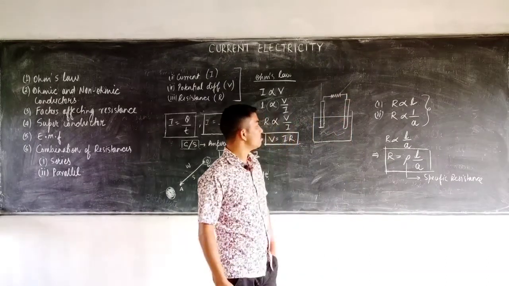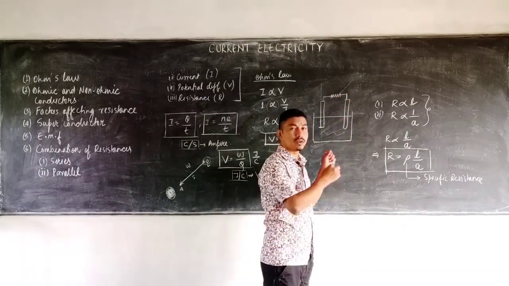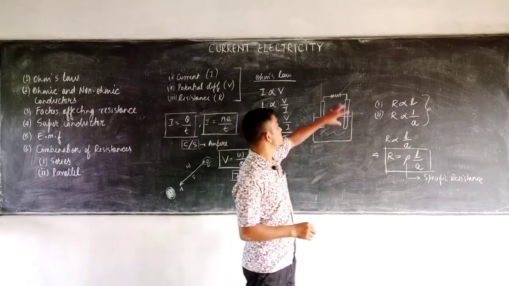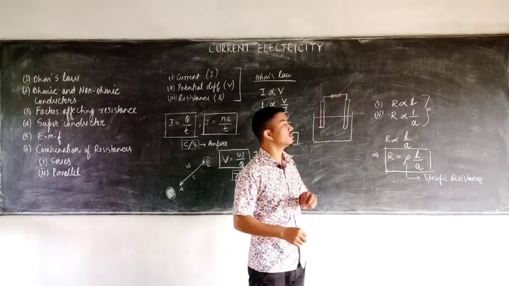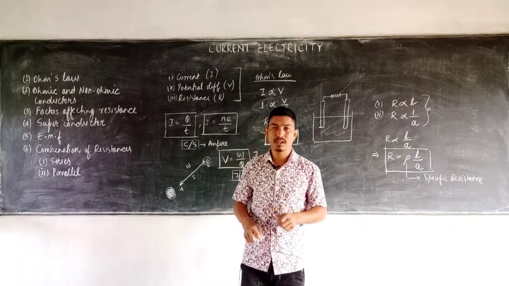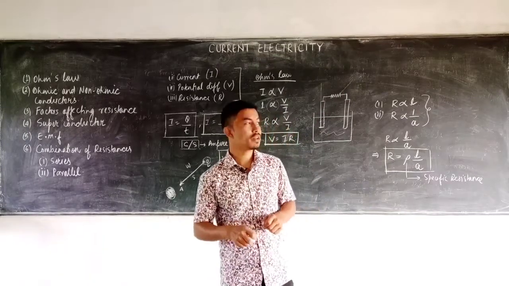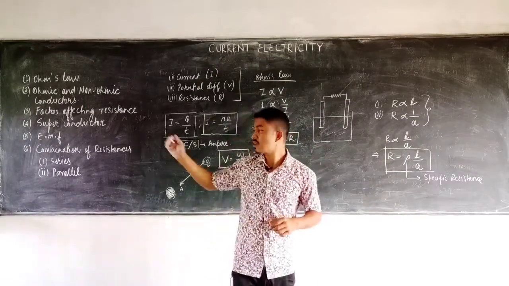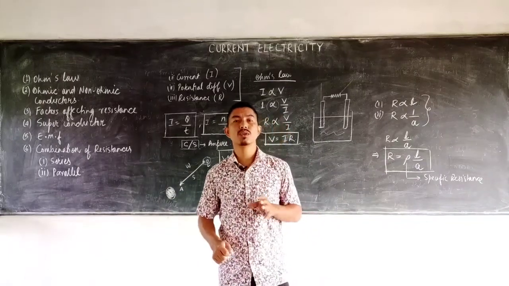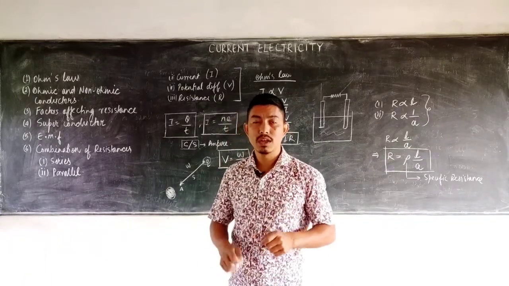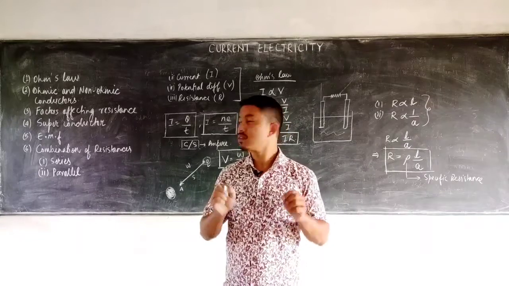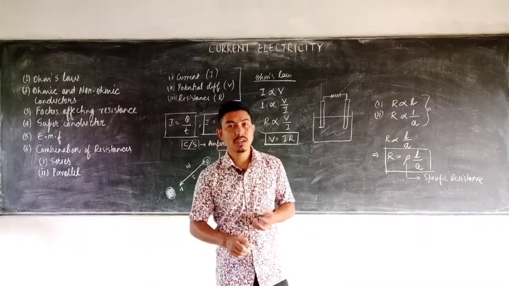Now what is the EMF? When no current is drawn from the cell, that means I do not connect any resistances to the external circuit, and when I measure a potential difference, that potential difference is said to be the EMF. That means when no current is drawn from the cell, the potential difference across its ends is known as the EMF.